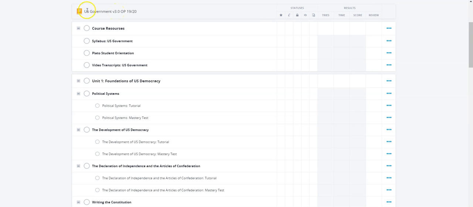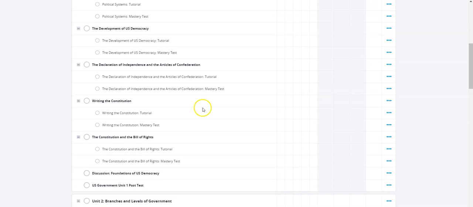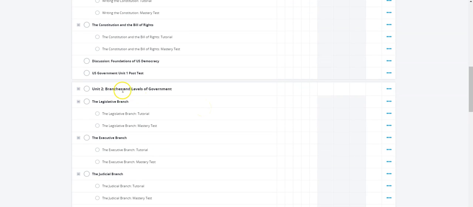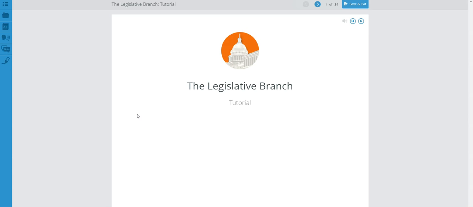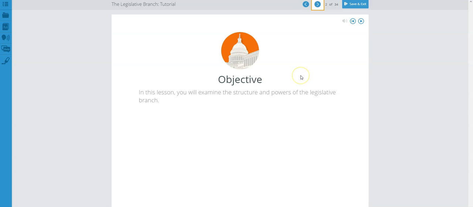Our focus today is U.S. government, and we're looking at Unit 2, which is branches and levels of government, and we're focusing on the legislative branch tutorial. Please remember that it is very important that you take notes while listening or reading this tutorial. This will help you understand more the content and be able to answer all of the questions that you will encounter in this particular tutorial. The objective for this tutorial is that you will examine the structure and powers of the legislative branch.